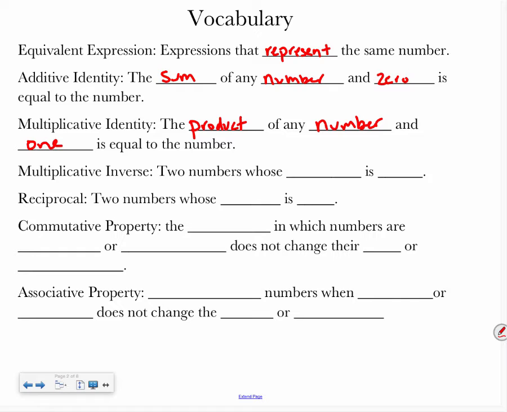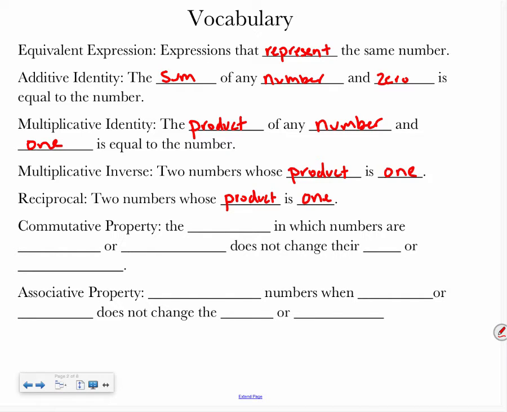Okay, what about the multiplicative inverse? Multiplicative inverse is two numbers whose product is 1. Okay, and I'm going to give an example of that in just a minute after we talk about a reciprocal. A reciprocal is the same thing. It's two numbers whose product is 1.